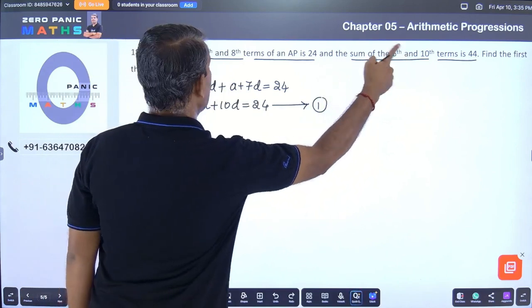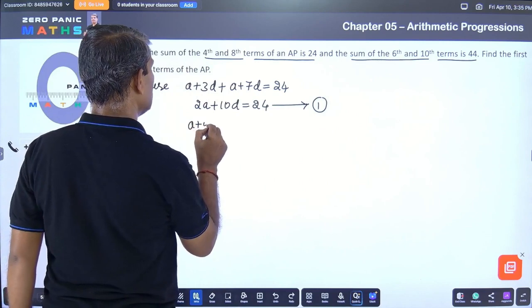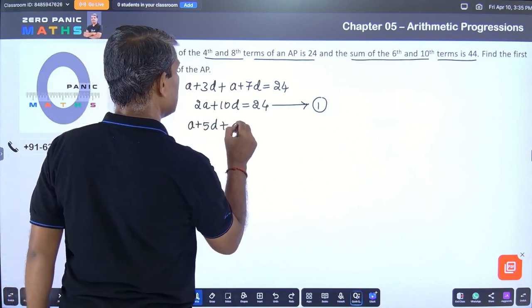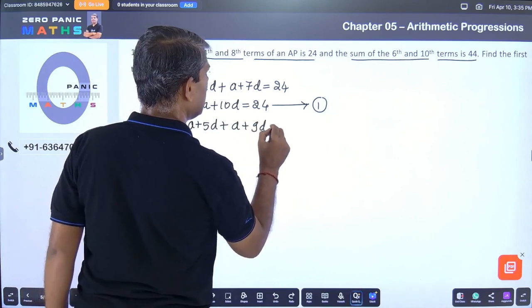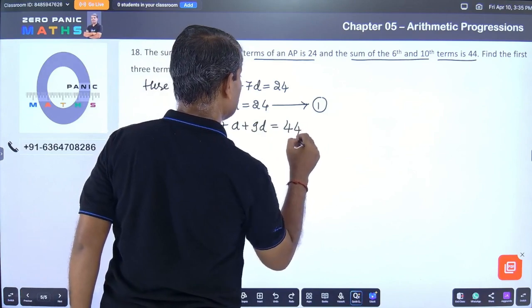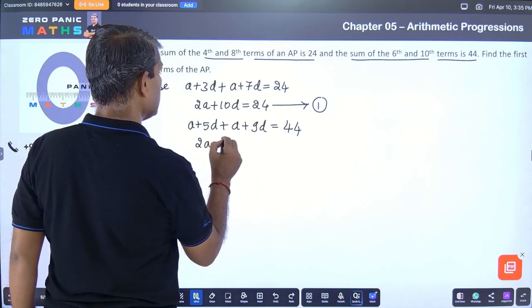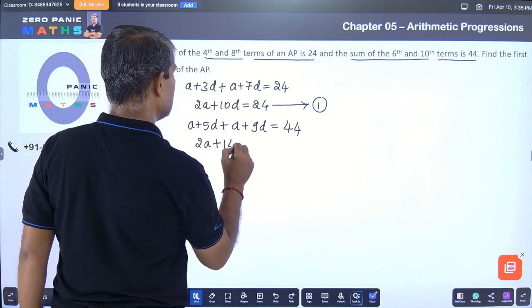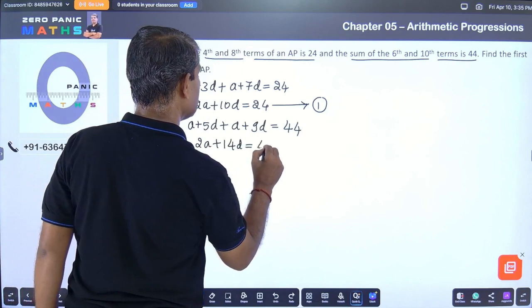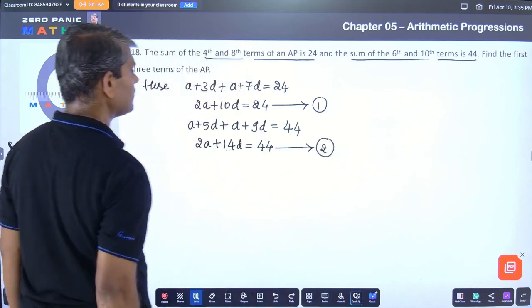Sixth term plus 10th term. The sixth term is A plus 5D, plus A plus 9D, the 10th term, is equal to 44, they are saying. Then A plus A is 2A, plus 14D, so 2A plus 14D is equal to 44. That is our second equation.